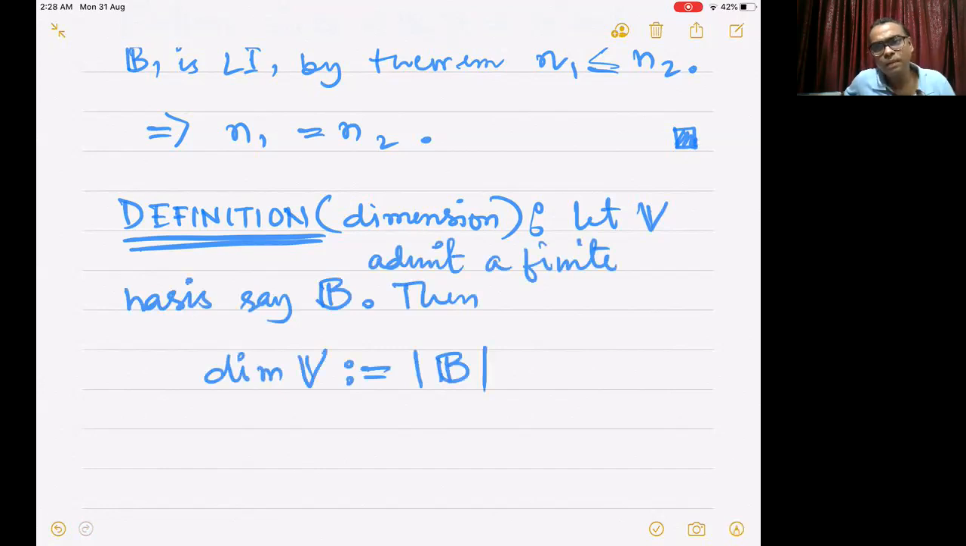Although I'm taking only one basis, in reality there could be multiple bases, right? There could be infinitely many bases, but because there is one finite basis, each of the other bases will also have exactly the same number of elements. That's what corollary 1 says. And therefore, no matter which basis I took, this number will always be the same. And that number is called the dimension of the vector space, right?